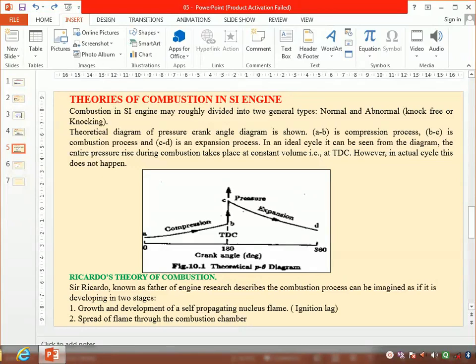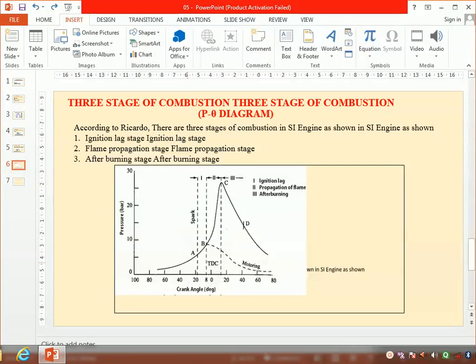How the flame is to be spread in the combustion chamber means that there is the ignition lag stage, and the second one, the flame propagation, how the flame is to be propagated inside the combustion chamber. So according to Ricardo, there are three stages of combustion in an SI engine.